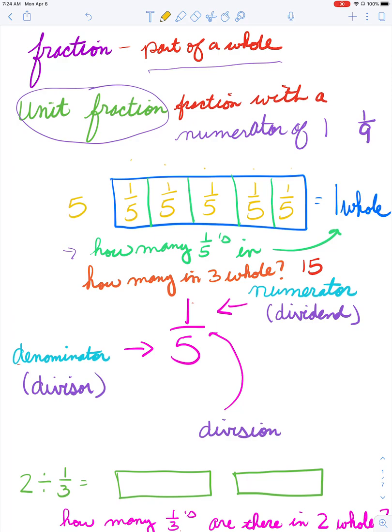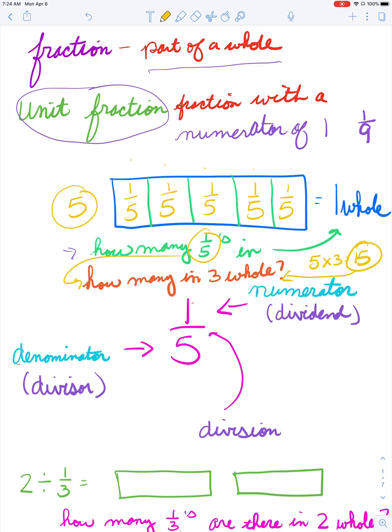Now, how many in 3 wholes? So the question now becomes how many 1/5 in 3 wholes? In this case, we are taking 3 wholes and doing the same thing 3 times. That also means I can think of this question as 5 times 3. And 5 times 3 equals 15. So how many in 3 wholes? 15. There are 15 1/5 in 3 wholes.